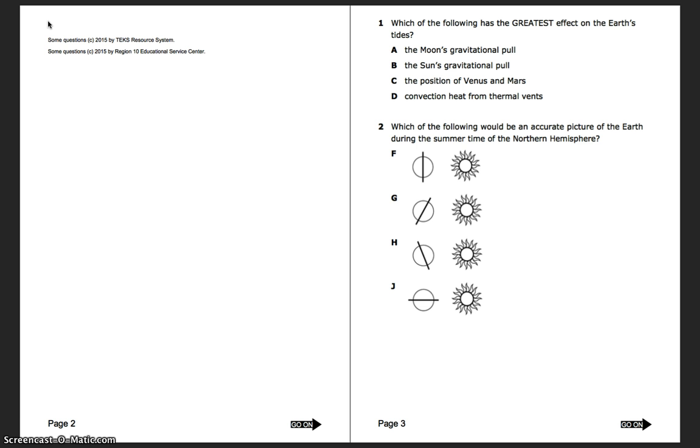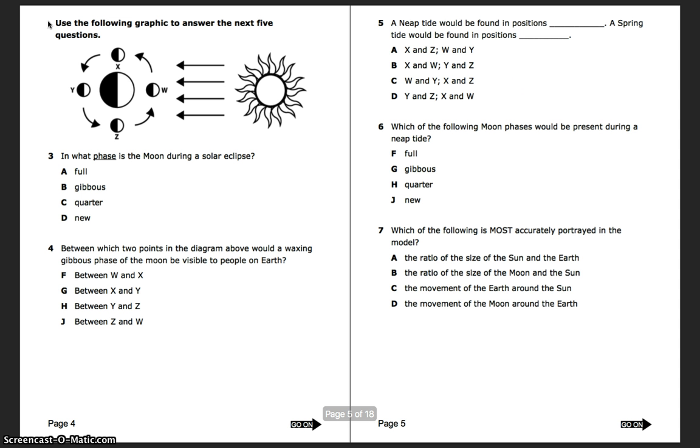Number 2. Which of the following would be an accurate picture of the Earth during the summertime of the Northern Hemisphere? F, G, H, or J? Use the following graphic to answer the next 5 questions. Number 3. In what moon phase is the moon during a solar eclipse? A, full. B, gibbous. C, quarter. D, new.